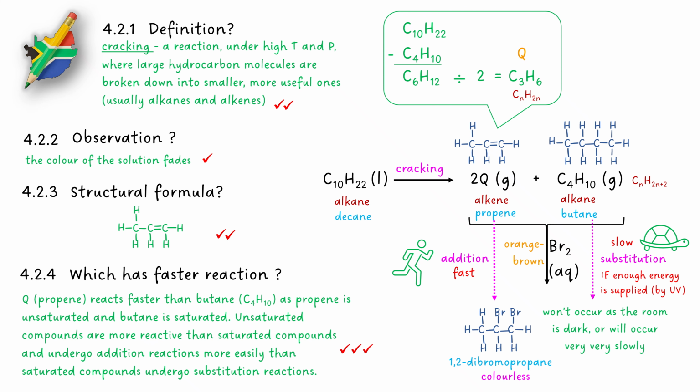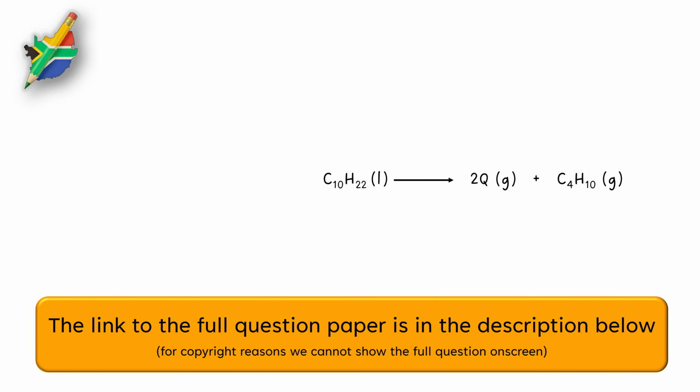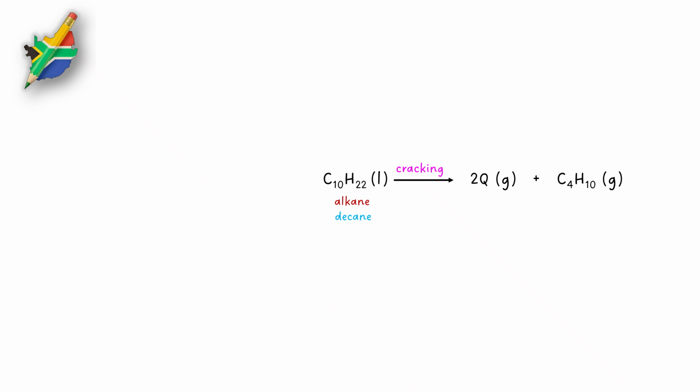In question 4.2, we are given a cracking reaction and a few questions related to it. This is the reaction. The reactant is decane, an alkane. It is undergoing cracking and is broken into two molecules of compound Q and C4H10. Both products are gases.